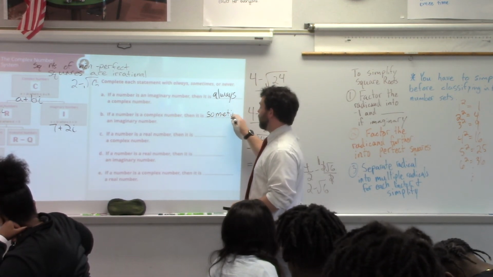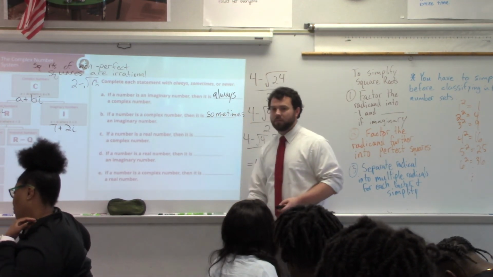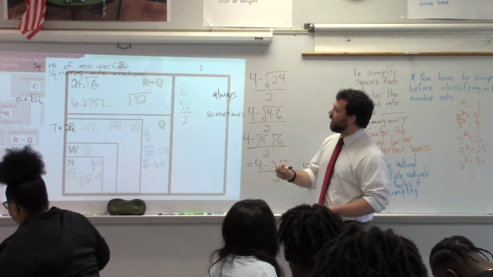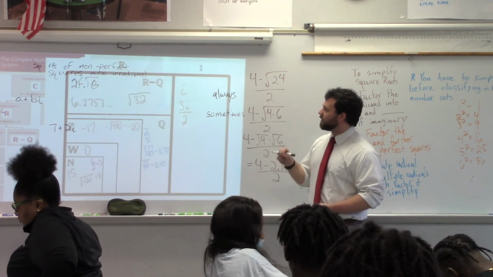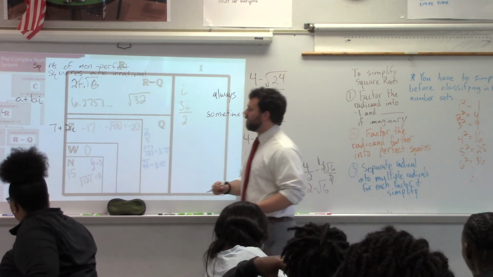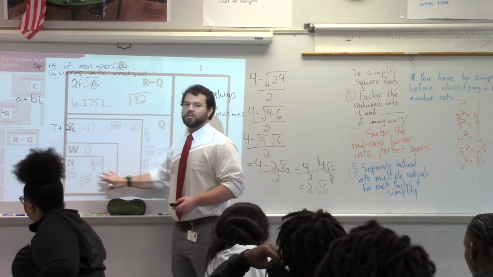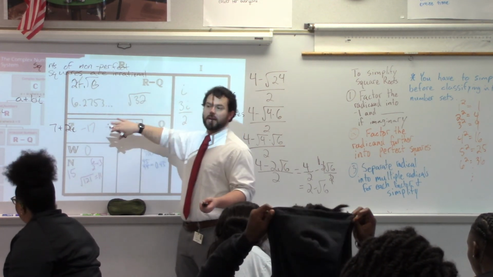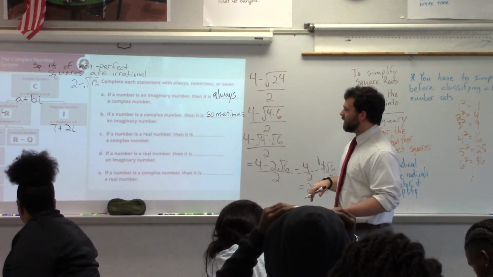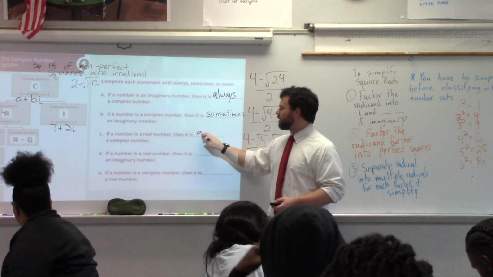If a number is a complex number, then it is sometimes an imaginary number? Anybody want to push back or ask a question? So if you're going to say that, can someone give me a complex number that is not imaginary? 7, 0. Okay, so all of these numbers under real are complex, but they are not imaginary.